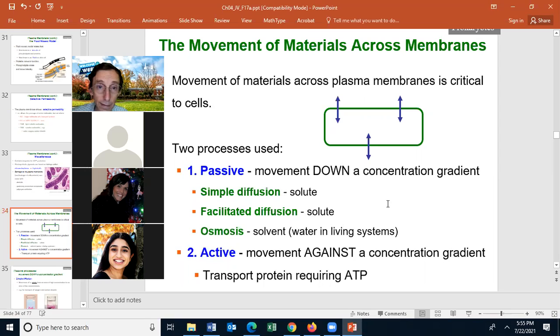The other way that cells can move material across the cell membrane is an active process. The molecule is moved against its concentration gradient. Let's say we have lower glucose outside the cell, but the cell wants the glucose, and so it will move it into the cell by an active process. This will require a transport protein, and to move one molecule into the cell against its concentration gradient, that will require the energy of 1 ATP. Any question about any of that?